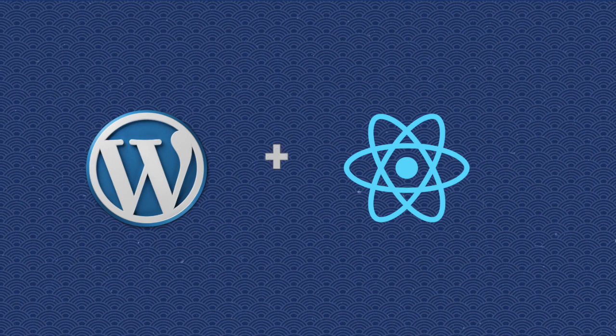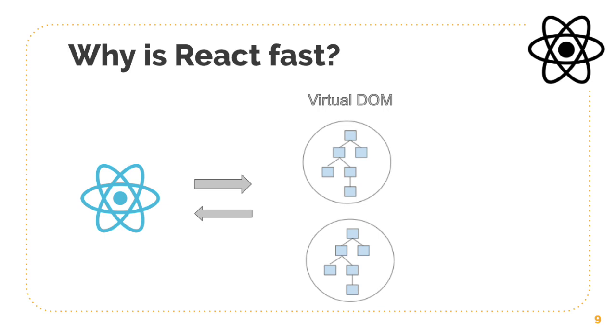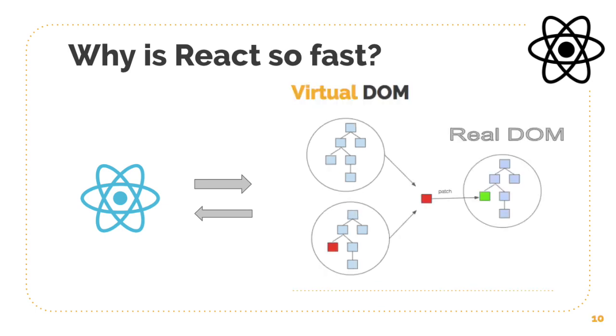And as you already know, React is super fast. It's even supported by Facebook, the people who developed React. So if your front end is in React, it's going to be super fast. And then we have the power of WordPress, which is a content management system.